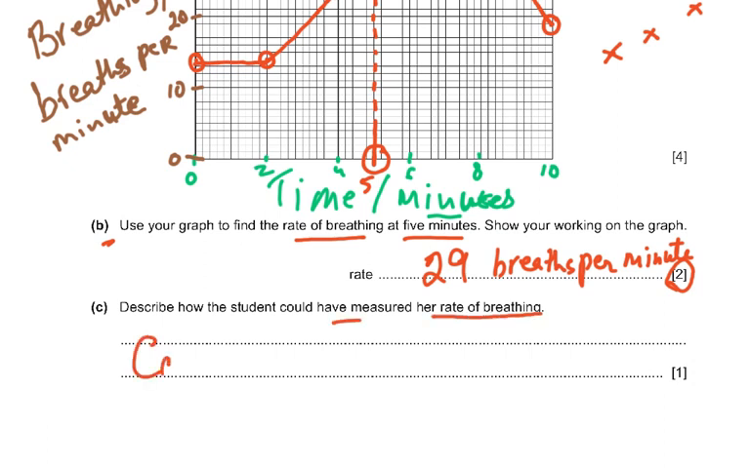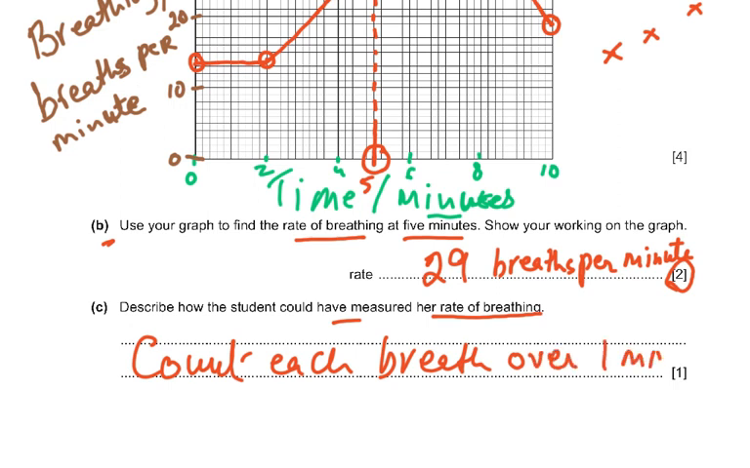Describe how the student could have measured her rate of breathing. Count each breath over 1 minute. You use a stopwatch and then you start counting the breaths. So one breath in, about 1, 2, 3, 4, 5, 6, 7, 8, and then you take the time in 1 minute, count the breaths per minute.